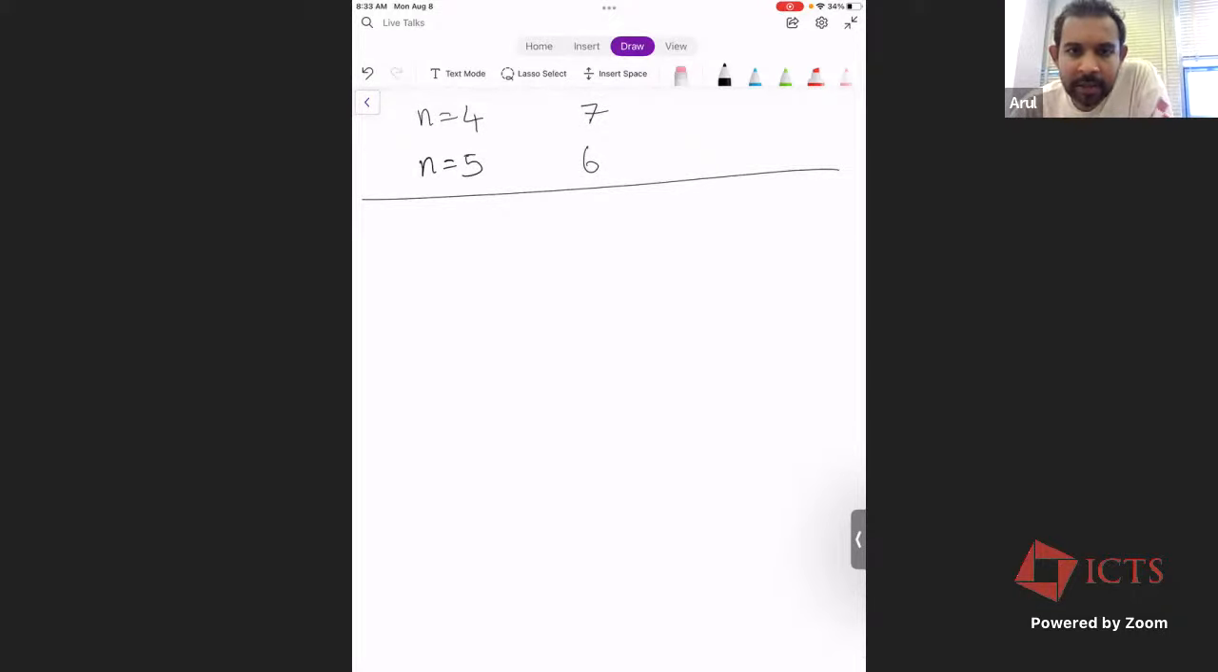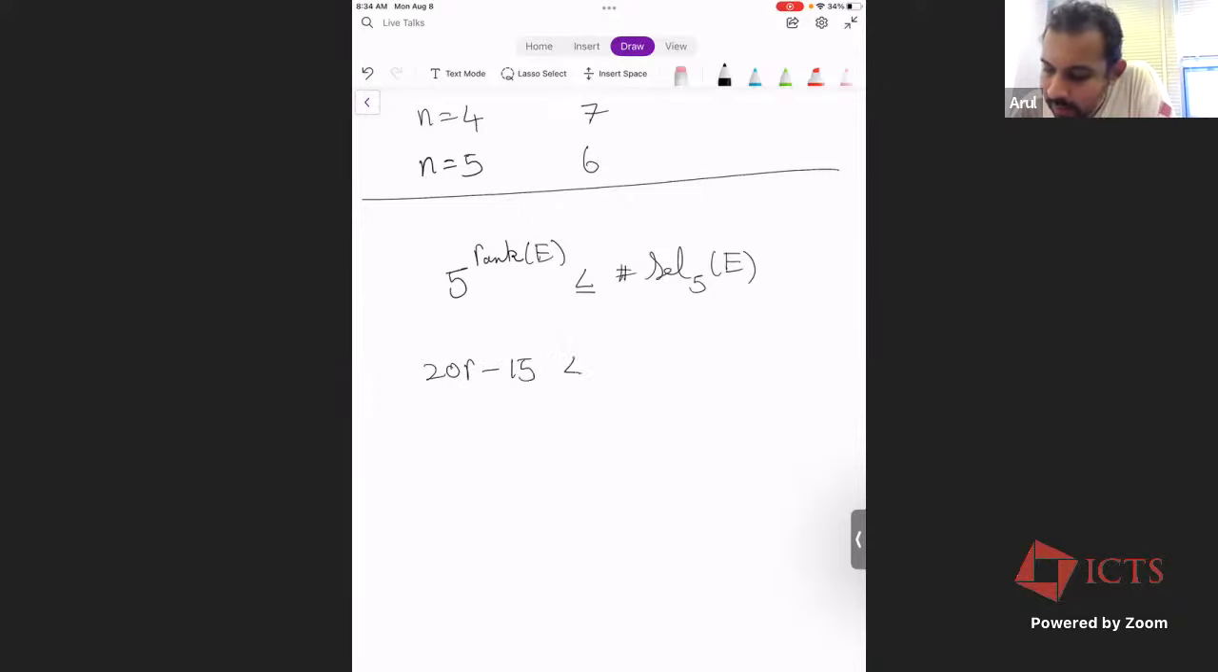The point here is that 5 to the rank of E, by the exact sequence, is less than or equal to the size of the 5-Selmer group of elliptic curves. So on average, we use the fact that 20R minus 15 is less than or equal to 5 to the R for all R. You can check this. And this implies that the average rank is going to be less than or equal to 6 plus 15 divided by 20, which is 1.05.